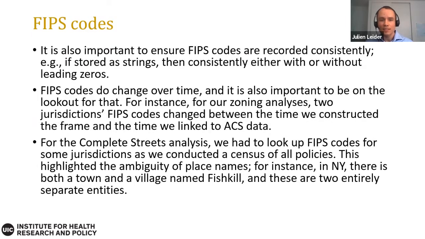For all merges, it's important to make sure that the FIPS codes are recorded consistently and that any changes in FIPS codes over time are taken into account, which was an issue for a couple of jurisdictions in our zoning analysis. And finally, when looking up FIPS codes, there is ambiguity in place names. And this was an issue with the complete streets analysis, where we had a census of policies and had to look up FIPS codes. And there is another situation where TigerWeb is definitely helpful for resolving those ambiguities.